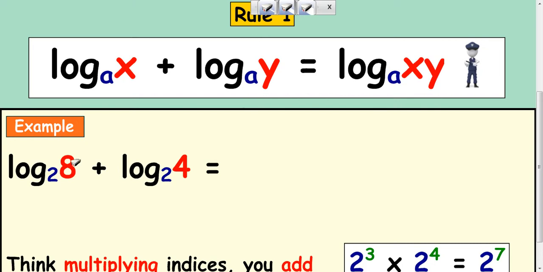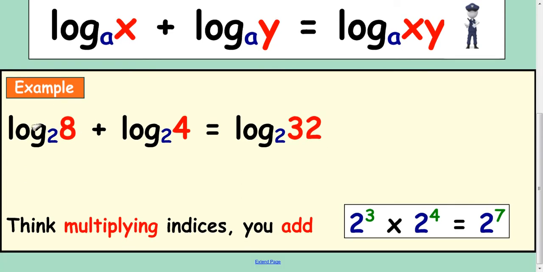If we have got log 8 to the base 2 and we want to add log 4 to the base 2, then we really just do 4 times 8, so we get log 32 to the base 2. Now why does this work? Well, logarithms are powers, and when you multiply powers together, the laws of indices say that you add the indices together, the 3 and the 4, to get 7.